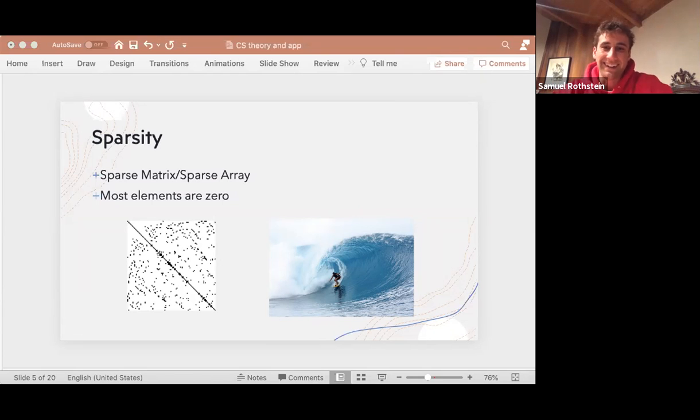Yeah. So we have an image of a sparse matrix on the left, and on the right, we have an image of a guy surfing, which looks rather fun, which is actually sparse in some domain.